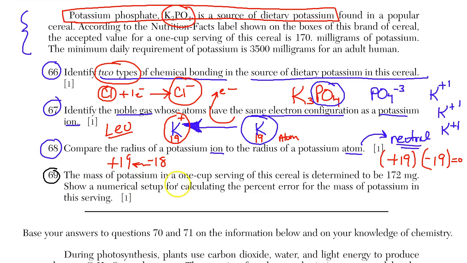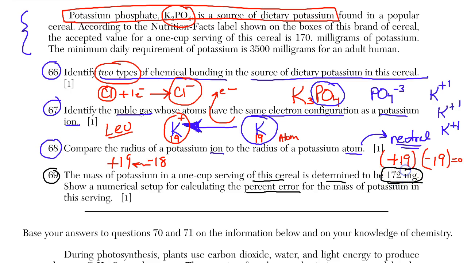The mass of potassium in a 1 cup serving is determined to be 172 milligrams. Show a numerical setup for calculating the percent error for the mass of potassium in the serving. So if we're doing a percent error, we're taking a measured value that we get from an experiment. So it looks like to me that the mass of potassium in a 1 cup serving of this cereal is determined to be this. So this is my measured value.